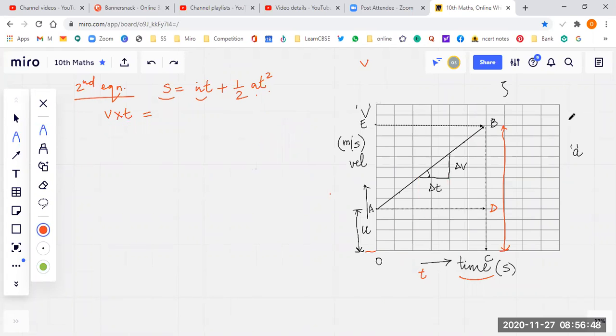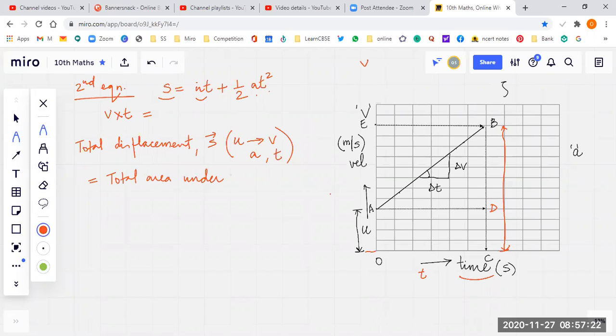Right, students. So the total displacement, I will write, total displacement is S. When the initial velocity was u and it changed to v with acceleration a in time t, it will be the total area under AB. Am I right? Students, am I right or wrong?